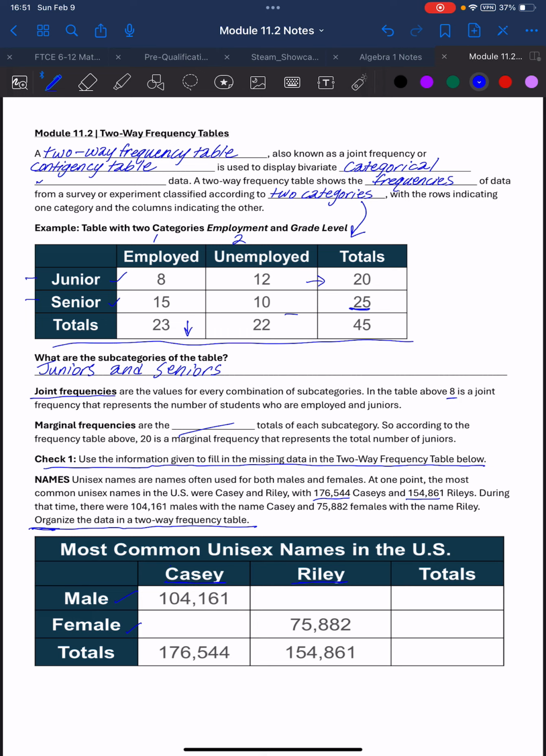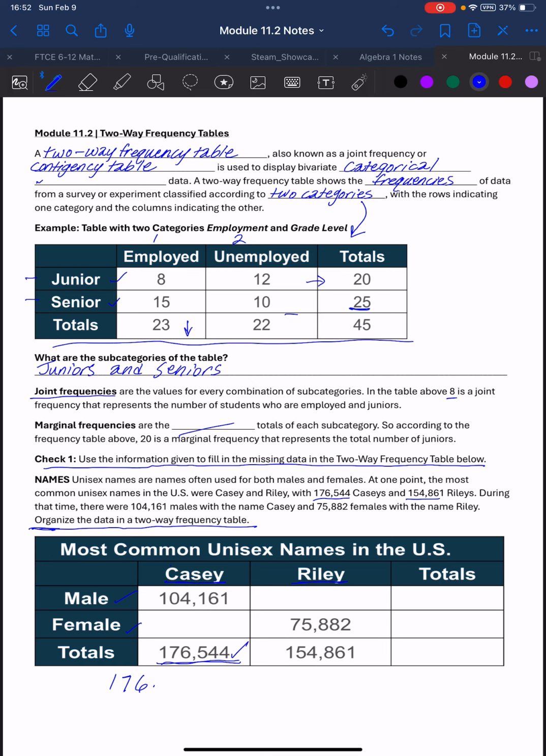All right. So if we look up above, all we got to do is fill in the missing information. To find the missing information of females, let's do the first one. To find the amount of females that were named Casey at a given time in the United States, all we have to do is take the difference between our total amount of both males and females, because remember, this is a total of this category. So this total includes all the kids, both male and female, that were named Casey at a given time. So to find the amount of kids that were females named Casey, we just got to find the difference between the two. I'm just going to subtract.